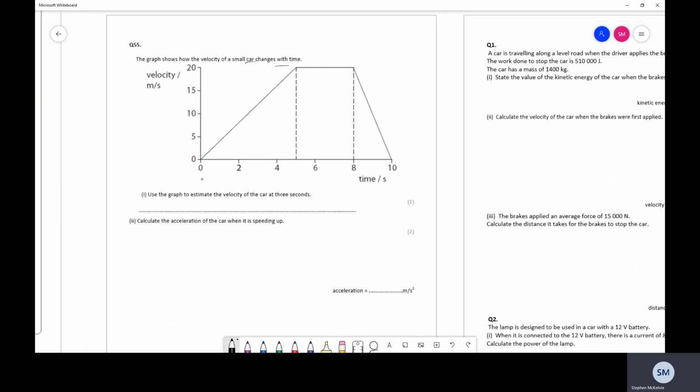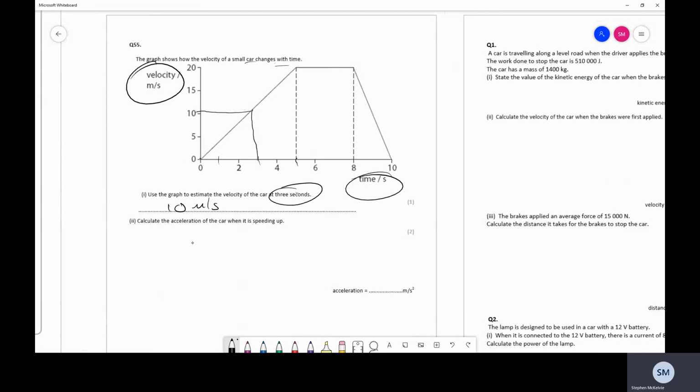Simple. Look at my time on the x-axis, and look at my velocity on the y-axis. This is 0, 1, 2, 3, 4, 5 seconds. I'm going to draw up to 3, because it's asking me to find the velocity of the car at 3 seconds. And I'm going to go across, and I'm going to say it's about 10 meters per second.